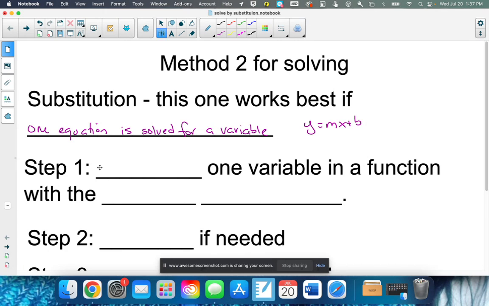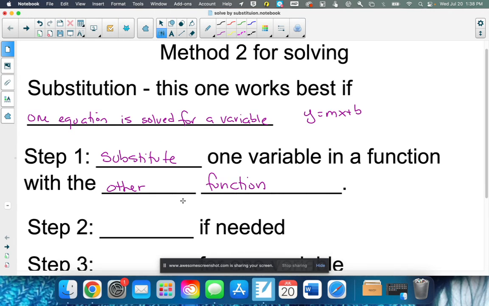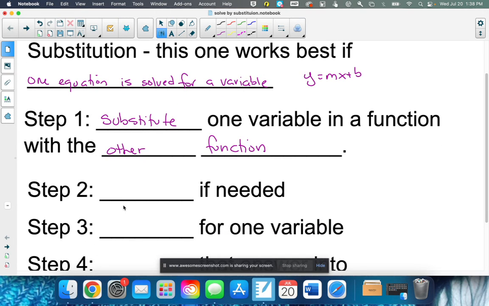So step one, you are going to substitute one variable in a function with the other function. And again, we're just going to copy the steps for right now, and then it'll make more sense when we actually go through the examples. So you're going to substitute one variable. You're going to replace one variable in one function with the entire other function. Okay. You are going to simplify if you need to.